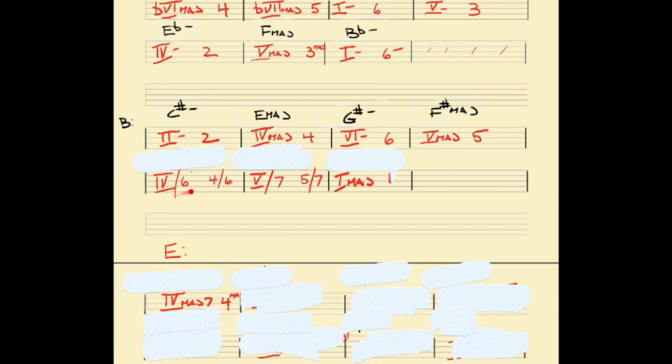Okay, the 4 chord with the 6th note of the key in the bass. So the 4 chord of B is E, and the 6th note of the key of B is G sharp. So we expect E over G sharp, and there we have it. All right, moving on, the 5 chord right here, the 5 over 7. So the 5 chord of B is F sharp. The 7th note of B is A sharp. So we expect F sharp over A sharp. And there we have it. 1 major, B major. Either way, you have to say 4 over 6, 5 over 7, 1.